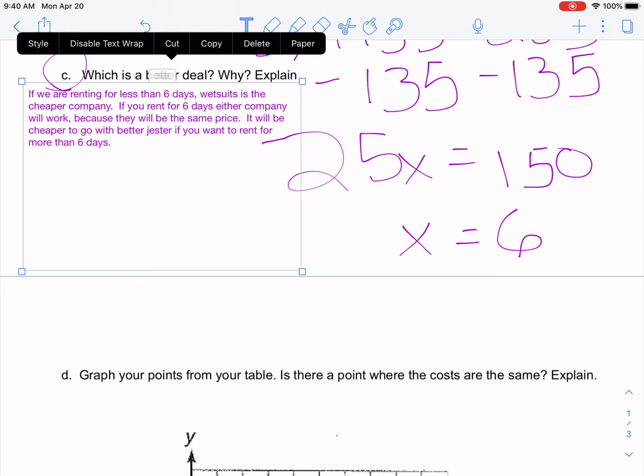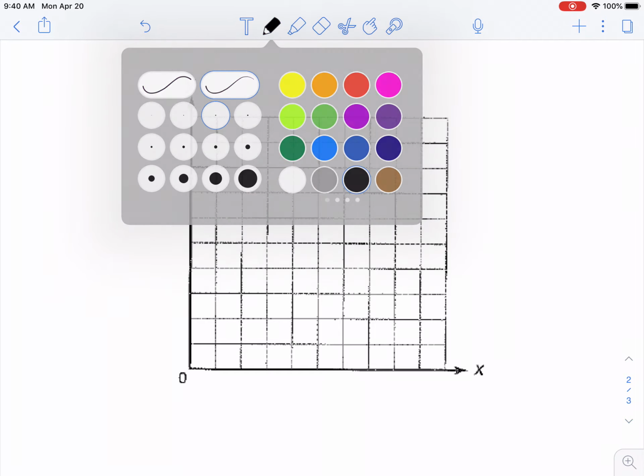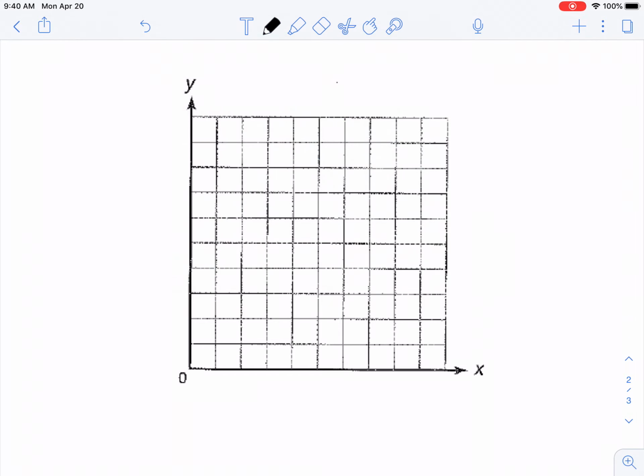And the last thing we're going to do is graph. So I'm going to move down to this graph paper, and we need to figure out how the heck we're going to scale this graph paper. So I think I would start on the x-axis. That's going to be my days. And I think we can just do by ones, because we're only graphing 6 days. All right. And on the y-axis, our lowest value is 135 and our highest value is 435.